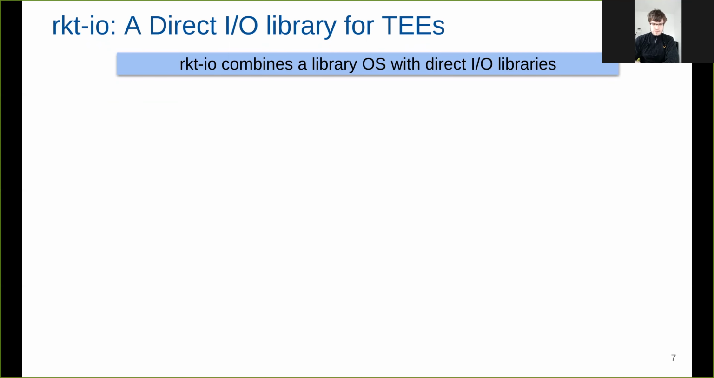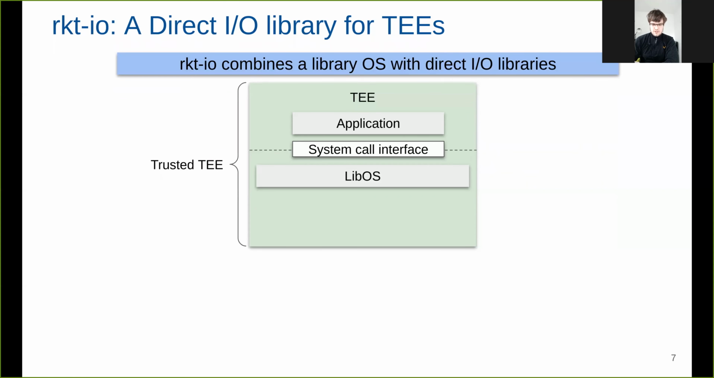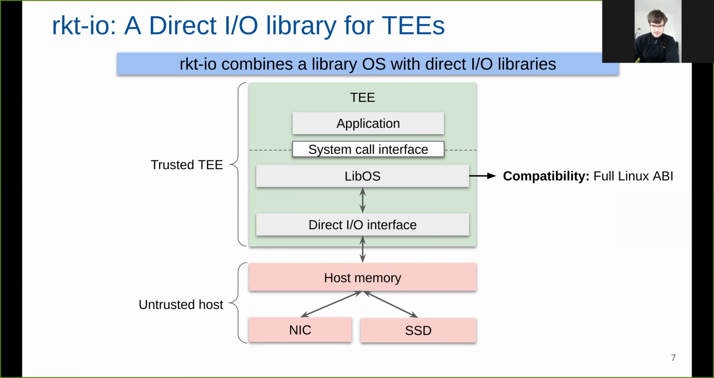With rkt-io, we want to present a novel design where we combine a library OS with direct I/O libraries. This works as follows. You have your application, it runs inside the trusted execution environment, and it uses the system call interface to talk to a library OS that's running inside this trusted execution environment. This library OS has full Linux API compatibility, which we will show later how. And instead of using the host operating system, it uses a direct I/O interface, which allows it to communicate with hardware such as NIC or storage hardware directly over host memory without any other participant in the middle. This allows us to bypass the host operating system and do some other performance optimizations, which I will explain later.